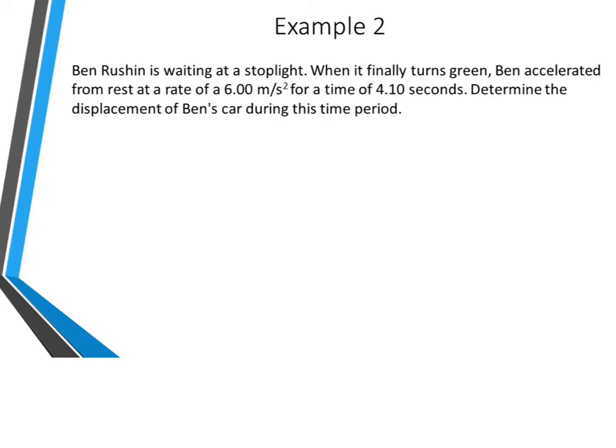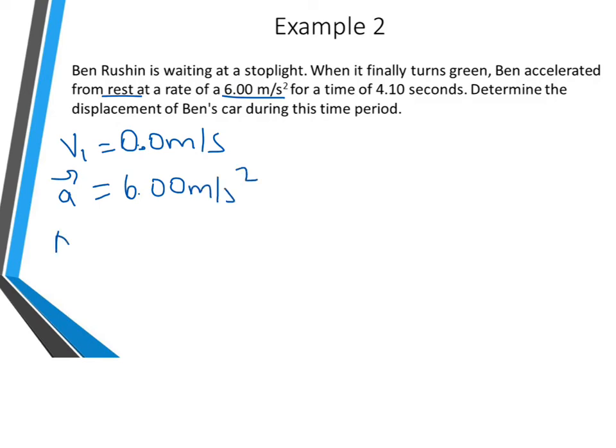So he's waiting at a stoplight and he accelerates from rest. So that means our V1 is 0 meters per second. And we're told his acceleration is 6 meters per second squared. And he does that in a time of 4.10 seconds. And we're being asked to find his displacement.